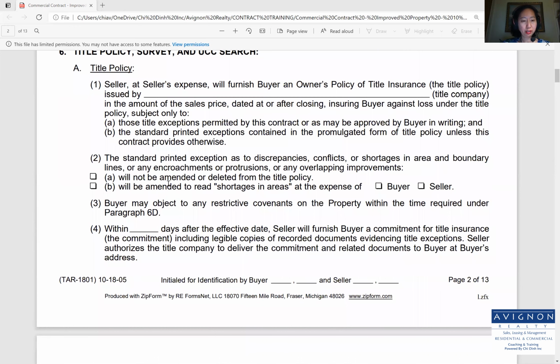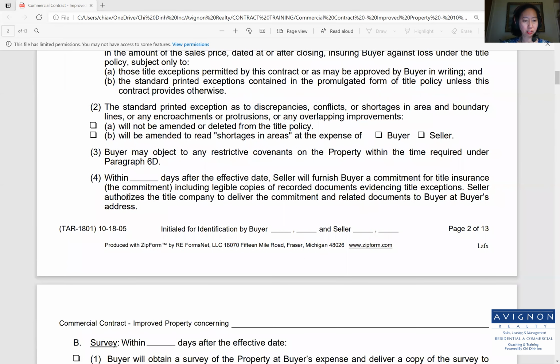2, the standard printed exception as to discrepancies, conflicts, or shortages in area and boundary lines, or any encroachments or protrusions or any overlapping improvements, either would be amended or would not be amended to read shortages in areas, at the expense of either buyer or seller. More under title policy for 3 and 4 here.